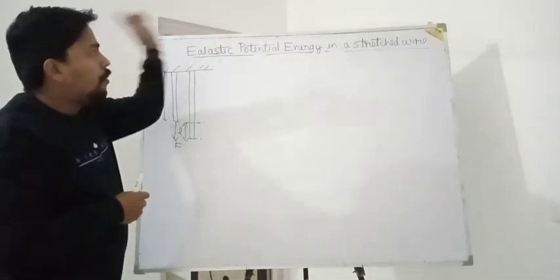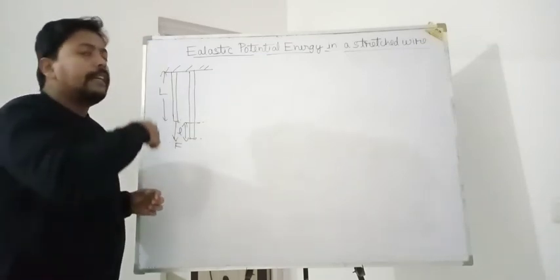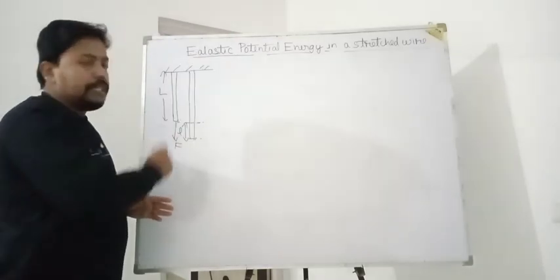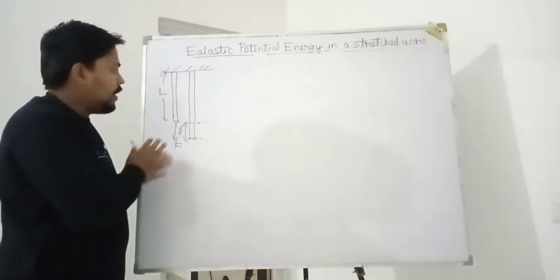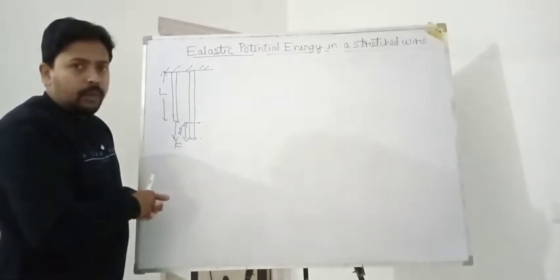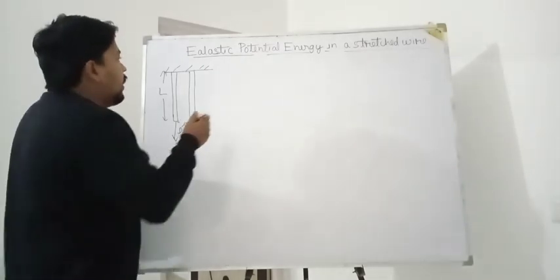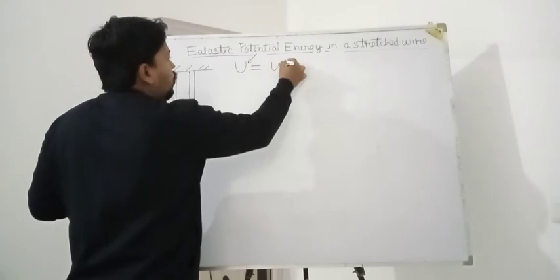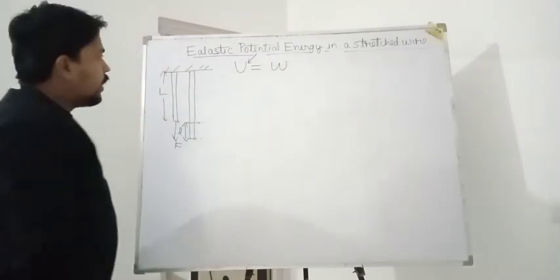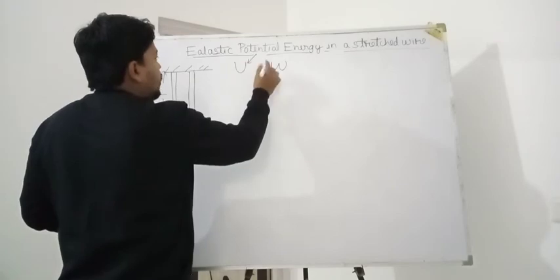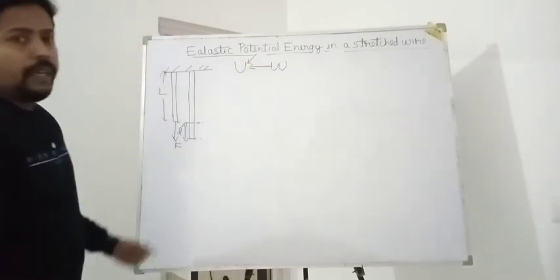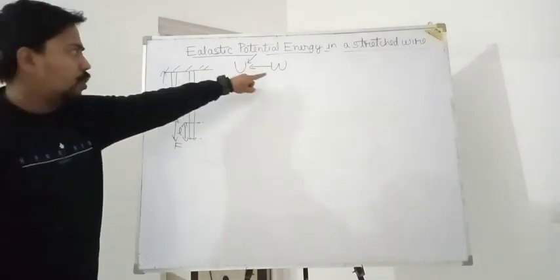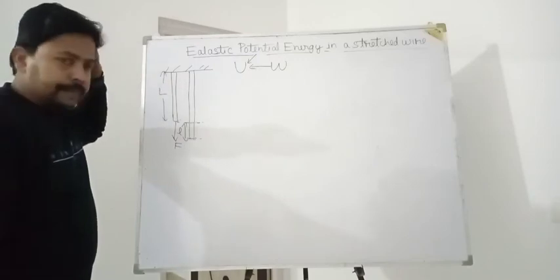And that work done which we do against those forces inside this wire is stored in the form of potential energy. As we have seen in case of mechanical systems also, the work which is done is stored in the form of potential energy. So here the same thing happens. So in this case, U, that is the potential energy, is equal to the work which we do. That is conserved, that is changed into this potential energy. Whatever work we are doing is the same as the potential energy stored in this figure.